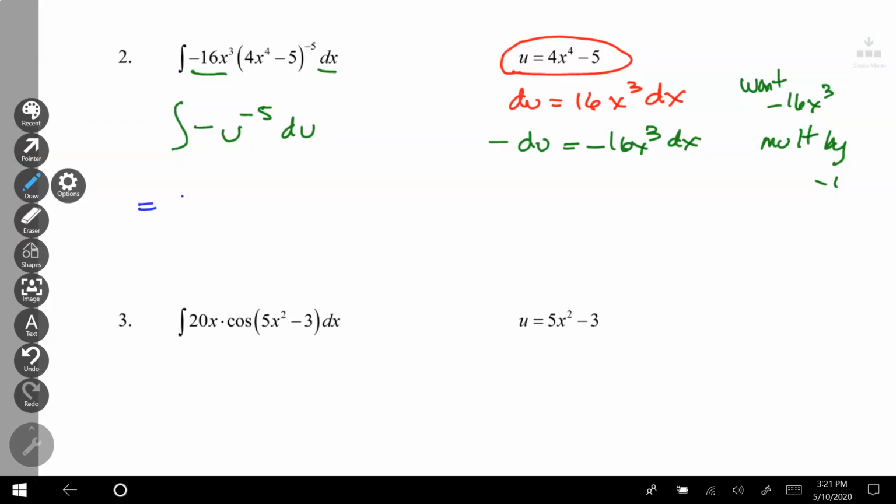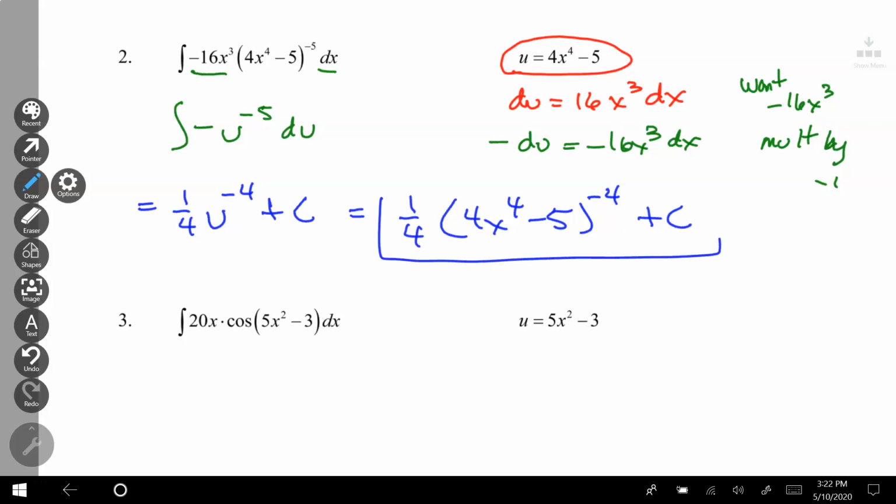Equals 1/4 u to the negative 4, because when I take an antiderivative, I add 1 to the exponent, plus c, or 1/4 times (4x to the 4th minus 5) to the negative 4 plus c. All based on this u-substitution, which I made you do when we did chain rule. Now we're kind of doing it in reverse.